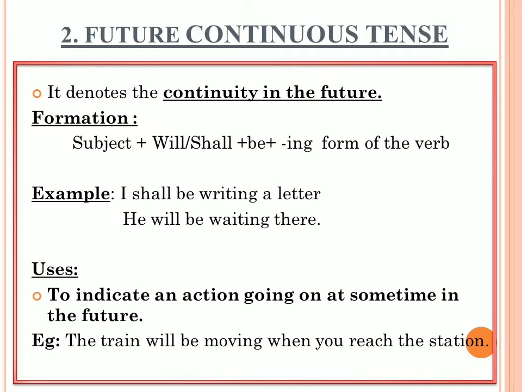Here also we can see the affirmative sentence: shall be or will be, followed by the ing form. It's a positive statement. We shall be walking. They will be learning Telugu next year. We shall be walking at 4 o'clock this evening. So the ing form along with shall be or will be.